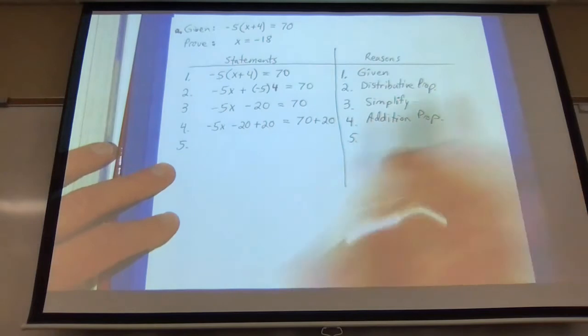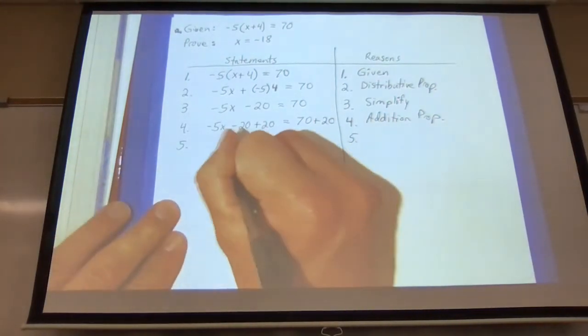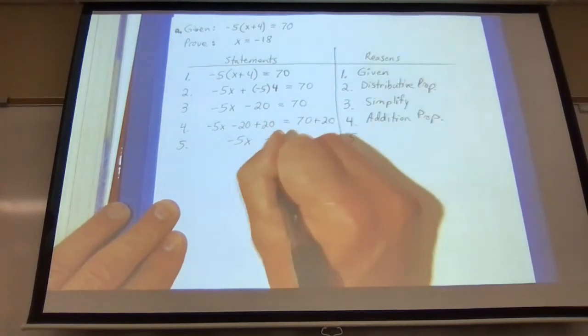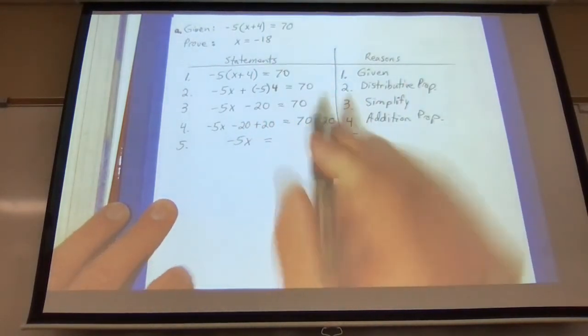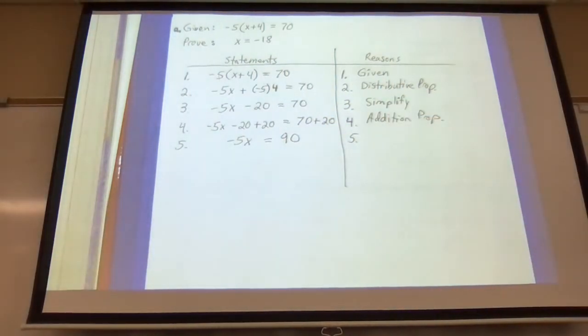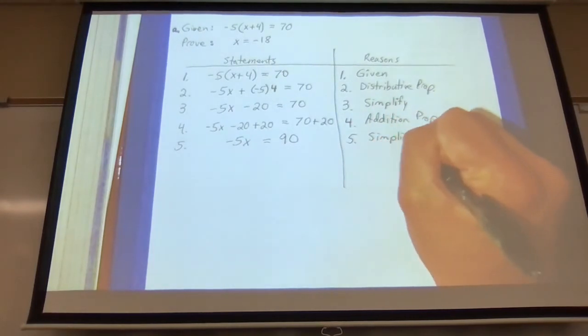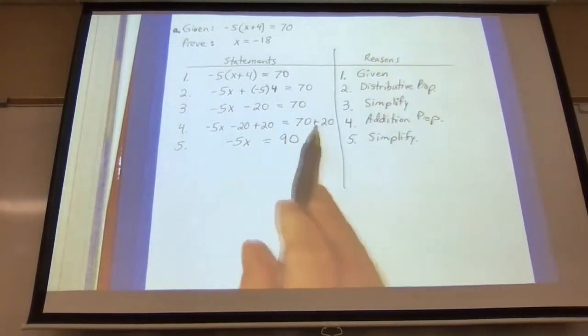Now again, let's go ahead and put this together. The -20 plus 20 becomes 0. That leaves you -5x on the left. The 70 plus 20 on the right is 90. And we're going to call the reason for that simplifying. Added those things together.